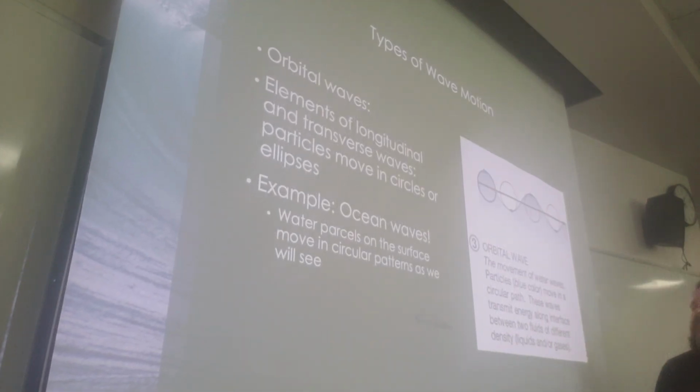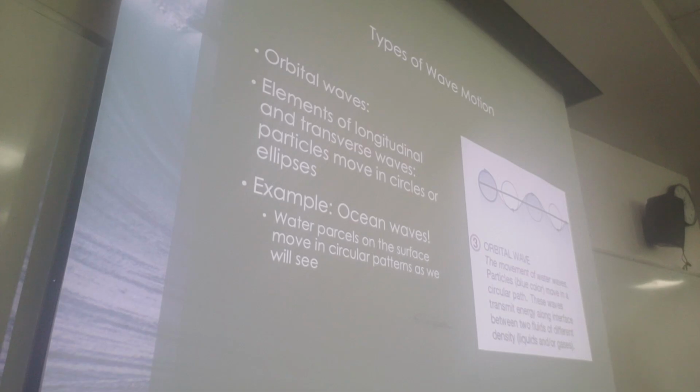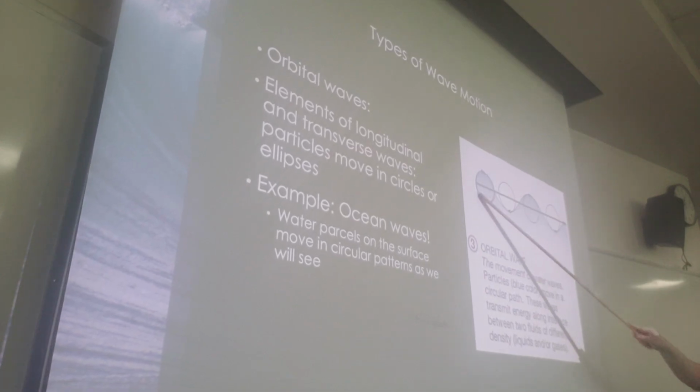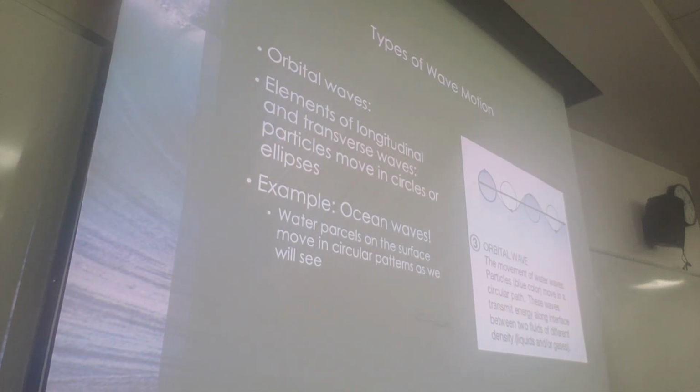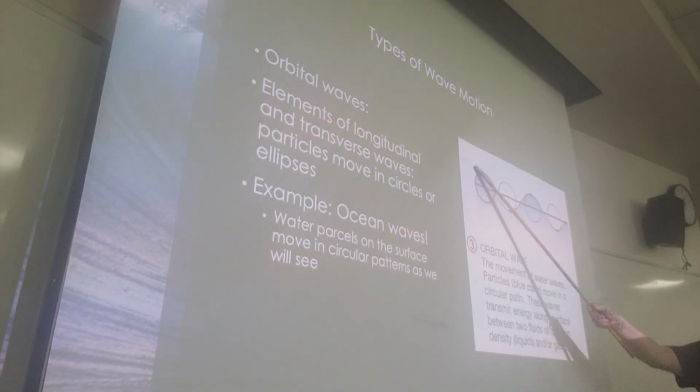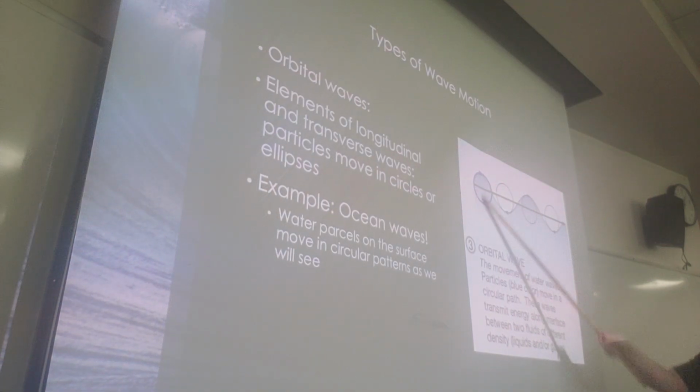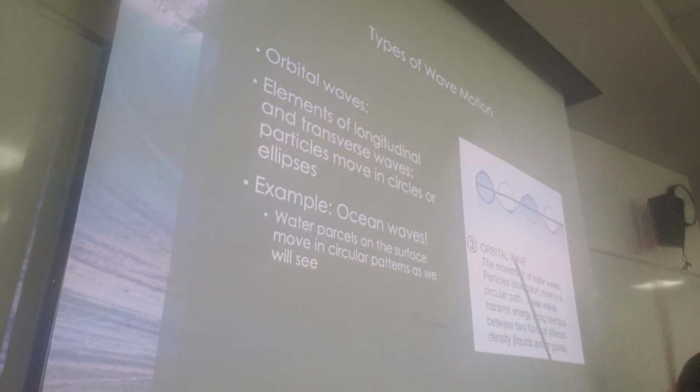Then the type of waves that are most important for us are called orbital waves, and those are waves where the particles undergo these circular motions, or they can be ellipses, depending on if you're near the sea floor or not. Ocean waves have this property that the particles do not move either back and forth or up and down. They do both. They move in these circular patterns.